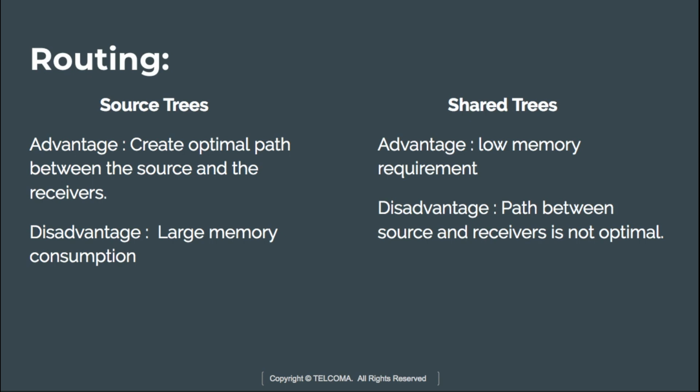The disadvantage of the source tree is that it requires large memory consumption, due to the size of the multicast routing table. As this is the disadvantage of the source tree, it is the advantage of the shared tree. It requires low memory due to the minimum amount of state in each router. So these are the differences between the source tree and the shared tree.